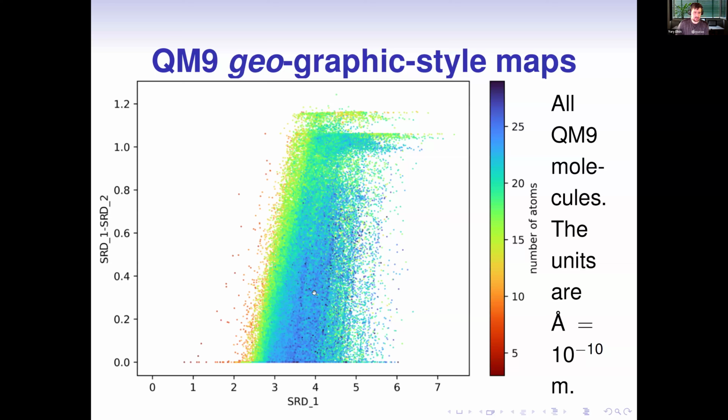In some sense, we see that molecules that are smaller usually have a smaller SRD1 value, and the larger ones have a bigger value. But I think this probably comes with no surprise, because the larger the molecule, the more complicated it gets, and then probably further away is the furthest point.